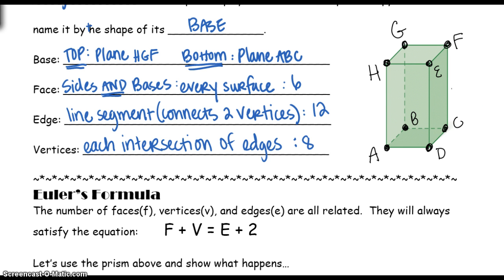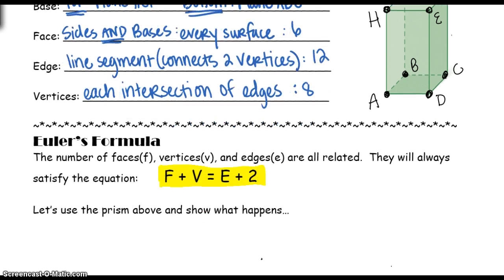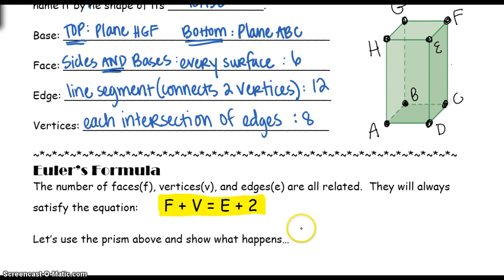Next thing we're going to talk about is Euler's formula. The number of faces, vertices, and edges are all related. They will always satisfy this equation right there. Let's use the prism above and show what happens. We're going to use this exact equation right here. We have F plus V equals E plus 2. This should work with the prism that we have right here. First, how many faces does this prism have? Go to the word face, look over, and I see 6. Plus, how many vertices does this have? Go to vertices, I see 8.